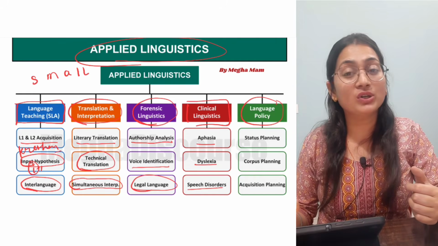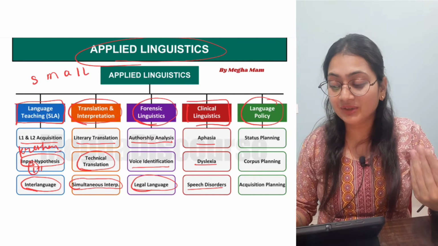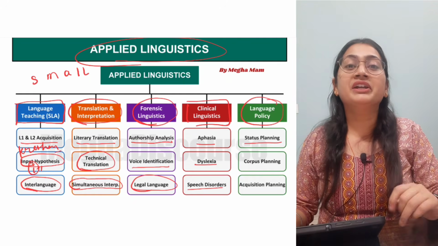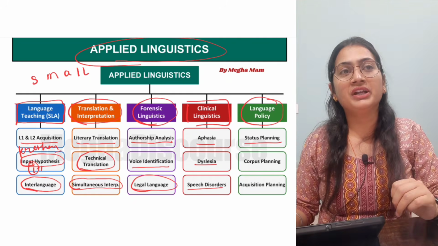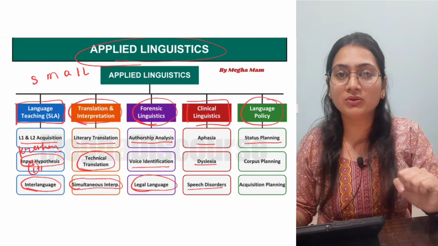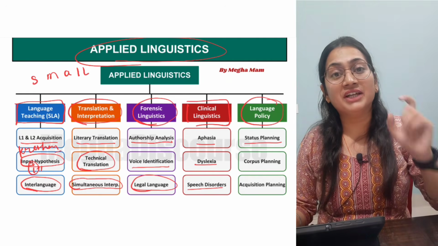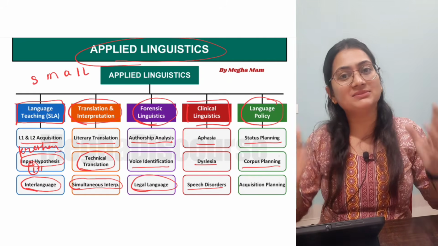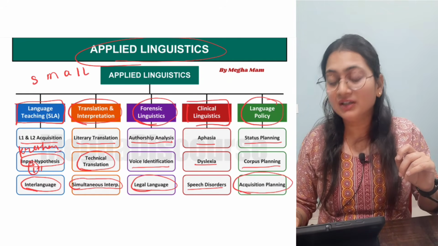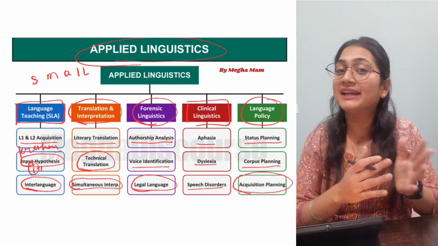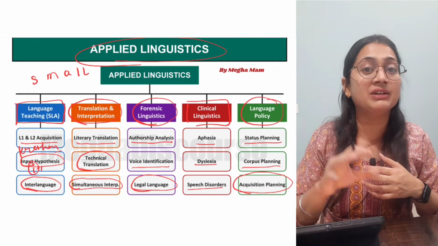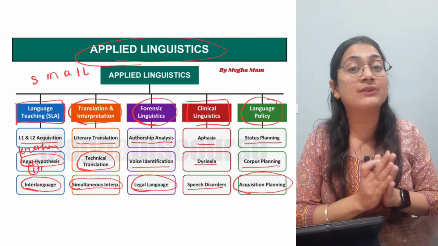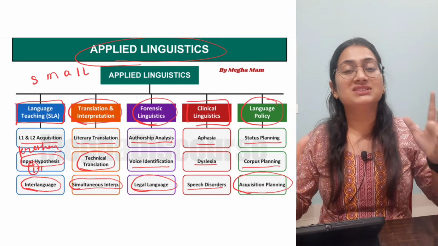Then we have language policy, in which we have status planning, like which language should be used in school. Should English be the medium of education or not? Should English be the medium of our parliament or not? Which language should be given the status of official language? Then we have corpus planning, that is database planning. Then we have acquisition planning, a language system like NEP, so students should be taught in the mother tongue, then English or any other language. This is called acquisition planning. So this comes under applied linguistics.